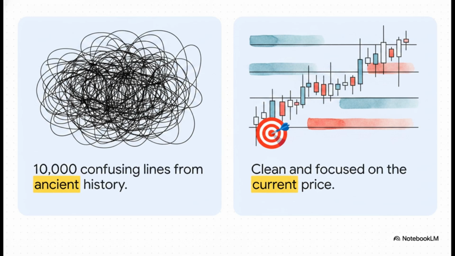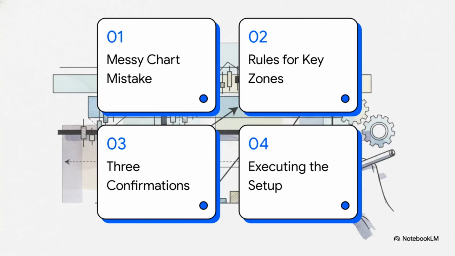Look, if you're just starting your journey here, the whole goal is to simplify these complex patterns, not give yourself a massive headache. So here's how we're going to break down the professional playbook today to clean up that chart of yours. First, the messy chart mistake. Second, the 4 rules for key zones. Third, the 3 trade confirmations. And finally, executing the perfect setup.